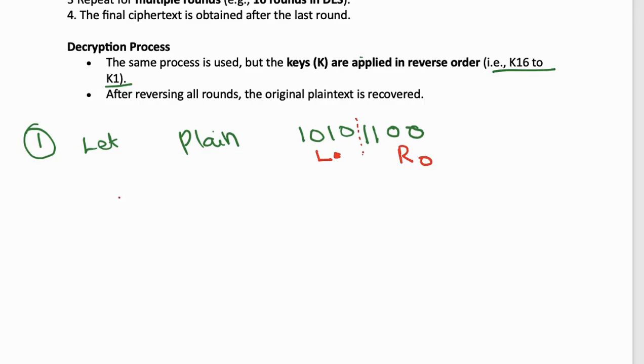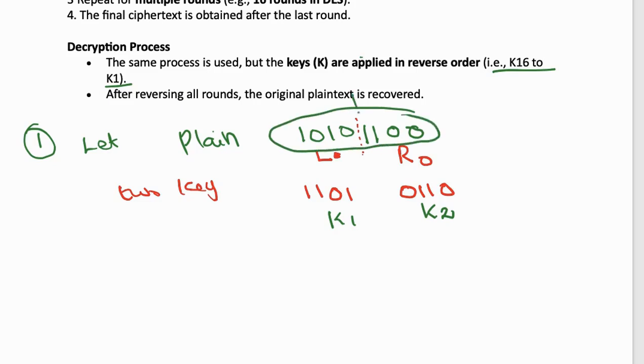Let us assume that two keys are there. The first key K1 equals 1101 and K2 equals 0110. This is called key 1 and this is called key 2. So the first step is over: we divided the 8-bit plain text into two equal halves.